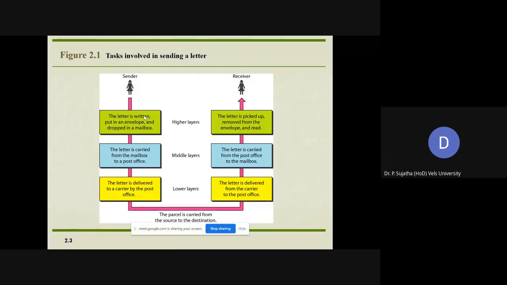Are you able to follow what I'm saying? I'm giving the example for the layered architecture. A layer is nothing but the steps which you need to follow for doing the process.